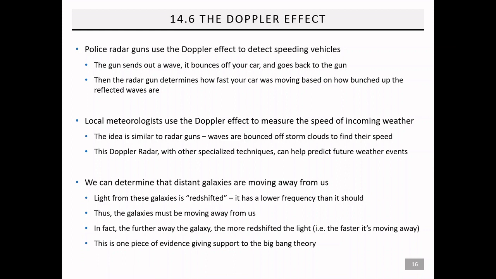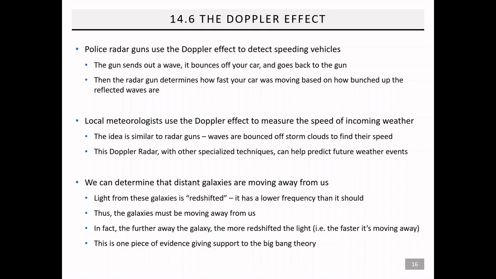You may have heard about this Doppler radar on the news. The local meteorologists use this. The idea is basically the same as the radar guns. They send waves out into the atmosphere. Those waves bounce off of clouds, and then you can determine the speed of the clouds based on the reflected wave. And then this last one is kind of interesting as well. As I mentioned, light can take the form of a wave, and light can experience the Doppler effect. So when you're studying galaxies that are very far away, you have next to no information on these galaxies. The only thing you can do is see the light that they're shining toward you.